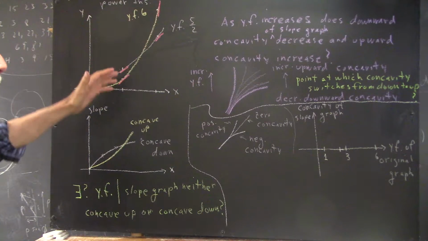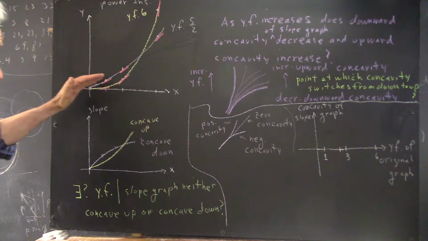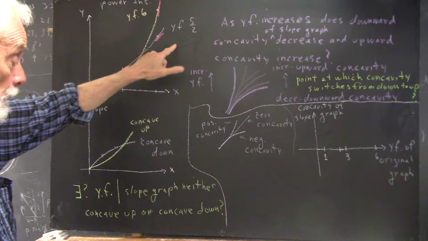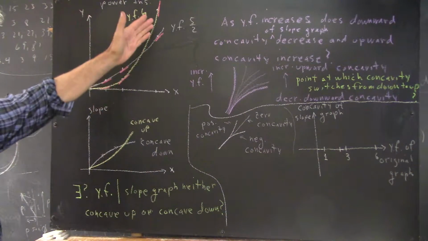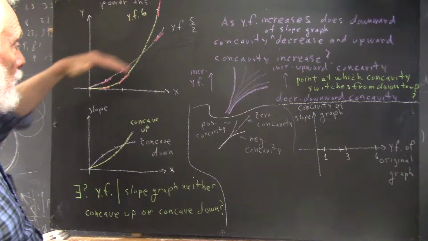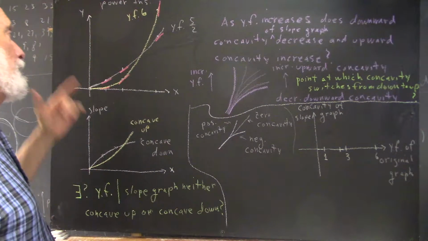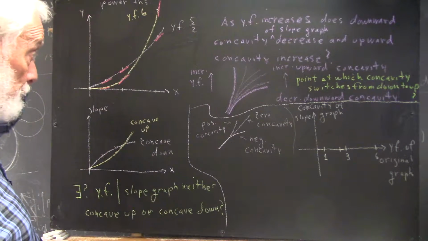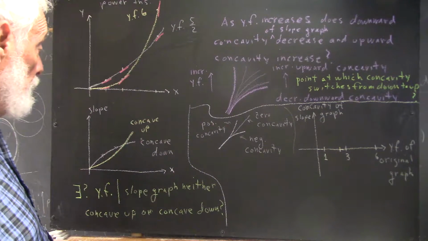Both of these graphs are concave up, but the slope graph based on the graph of this concave up graph wasn't concave up enough, and the slope graph is concave down. This graph is much more concave up, and that actually leads to a slope graph that's concave up. And you might think about just why that is.